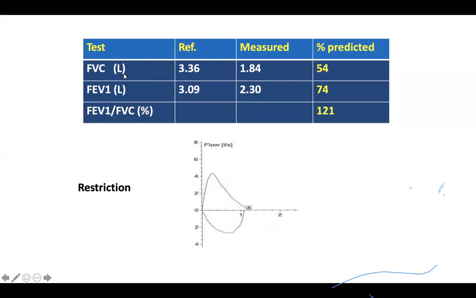Here, as we see, FVC is reduced, 54%, and FEV1 is also reduced. In restrictive pathology, as previously told, FEV1 by FVC can be normal since both are reduced, or it could be supranormally increased. So this indicates a restrictive flow volume loop of a restrictive lung disease.